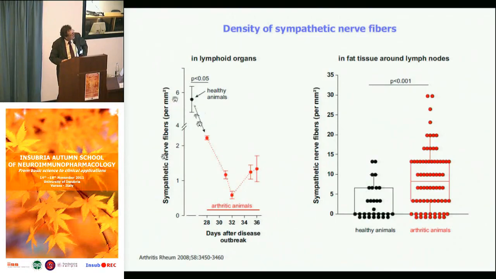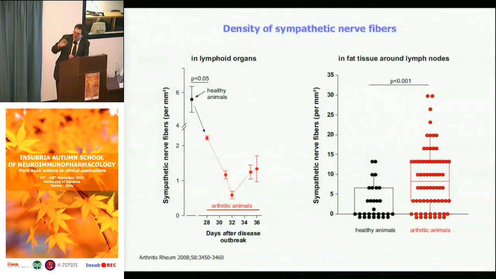In the healthy animals, we have a relatively high number in the lymph organs. But then, with the expression of the disease, which starts at around day 20 to 25, you lose the sympathetic nerve fibers. But interestingly, around the lymph nodes, in the fat tissue, there's an increase of the sympathetic nerve fibers. Now recall this effect of the repulsion. If the lymph node produces repellent factors and repels the sympathetic nerve fibers in the lymph node, then you probably get more sympathetic nerve fibers in the surrounding fat tissue.